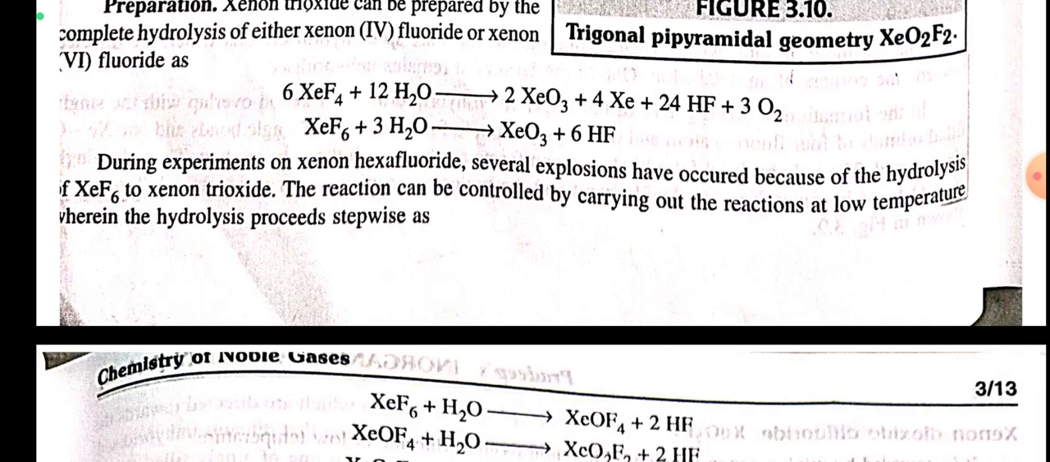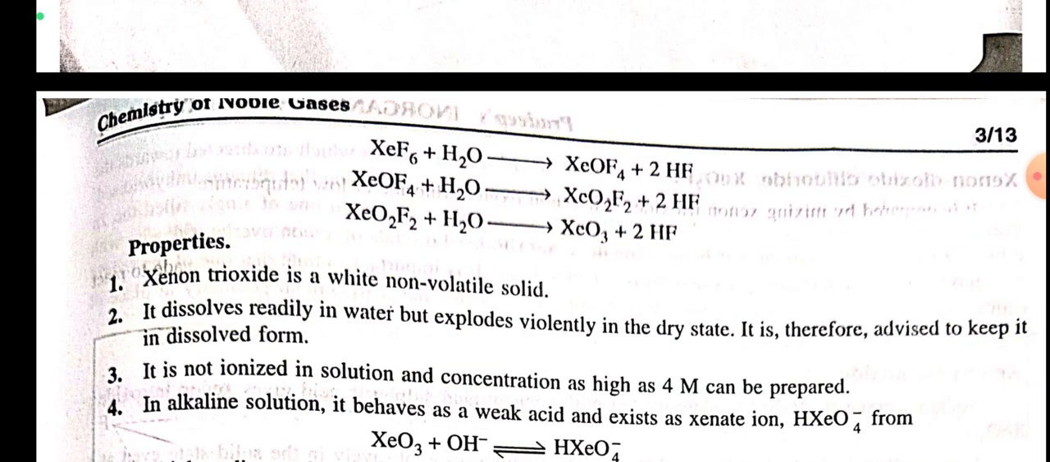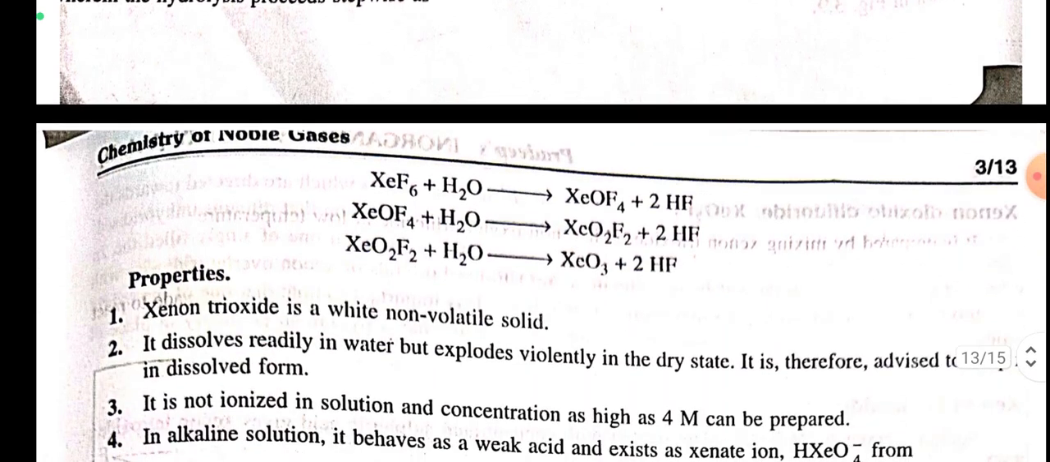During experiments with xenon hexafluoride, several explosions have occurred because of the hydrolysis of xenon hexafluoride to xenon trioxide. This reaction can be controlled by carrying out the reaction at low temperature, wherein the hydrolysis proceeds stepwise. Xenon hexafluoride reacts with water to give xenon oxytetrafluoride, then xenon dioxide, and then xenon trioxide.